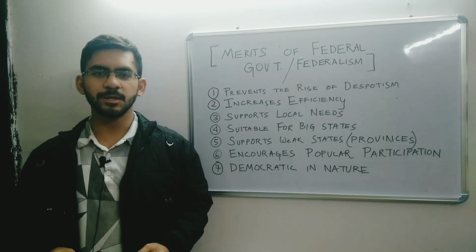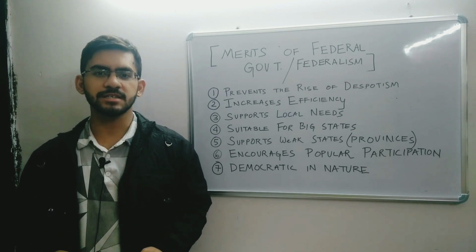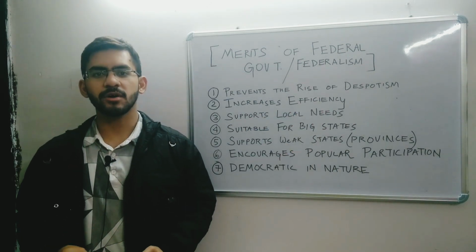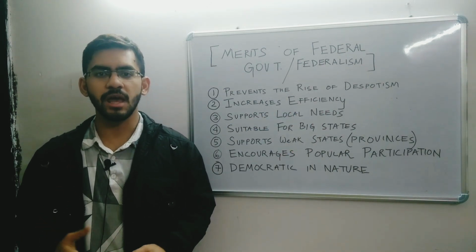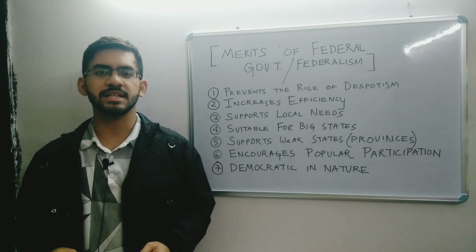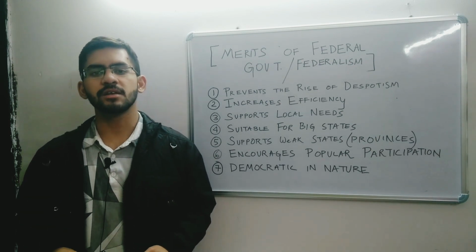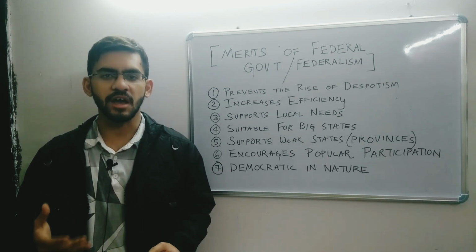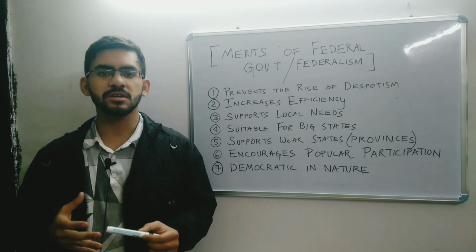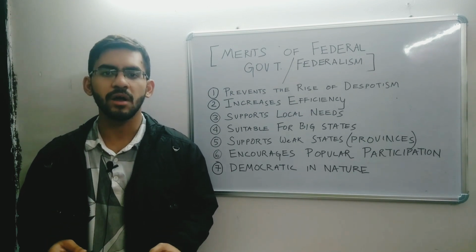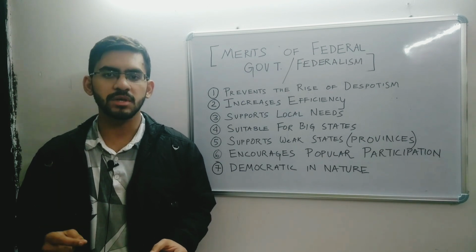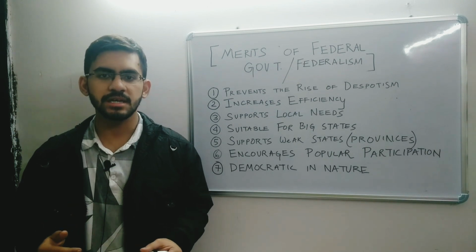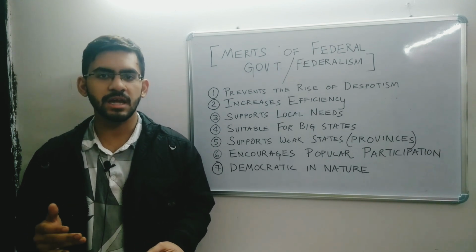Now let us quickly take a look at the various merits of a federal system. The first of them being that it prevents the rise of despotism. Because there are certain hard and fast rules about the jurisdiction in which the central and state governments can function, the central government finds it almost impossible to function in an arbitrary fashion. It has to abide by the constitutional regulations at all times, and therefore it has to respect the autonomy of the state governments. The central government has to function within certain boundaries, and due to legal obligations it cannot overstep those boundaries.